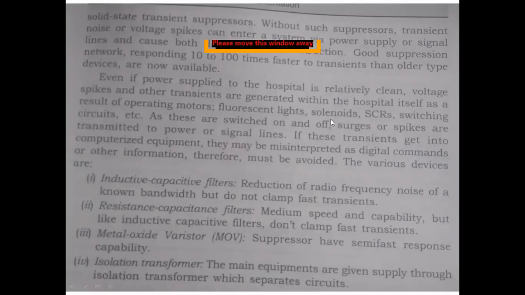To avoid such situations, some filters are used: inductive capacitive filters, resistive capacitive filters, metal oxide varistors, and isolation transformers. Generally we use these filters, and we can say they are like jammers, used to avoid the unwanted signals.